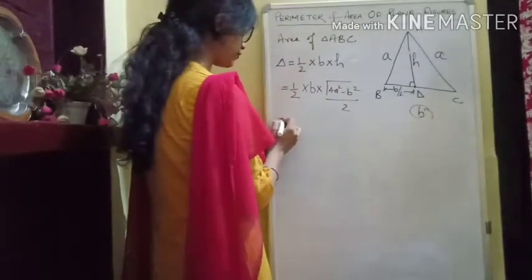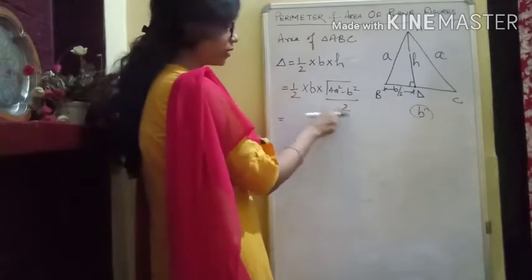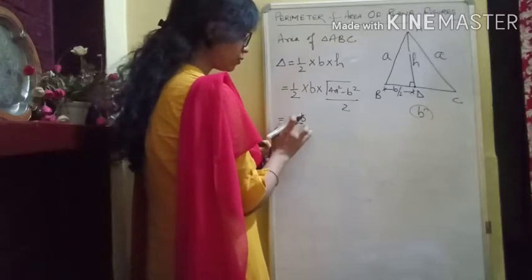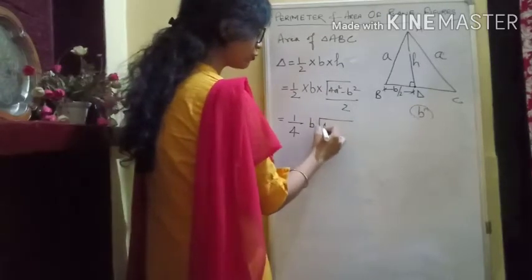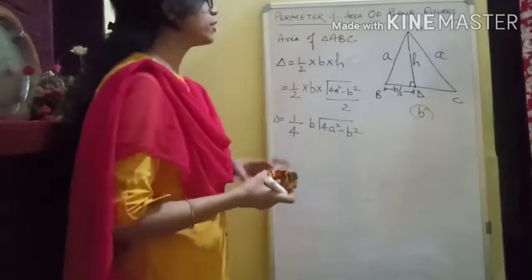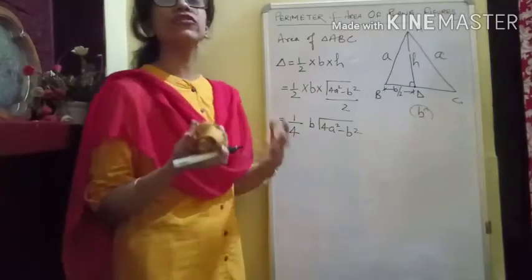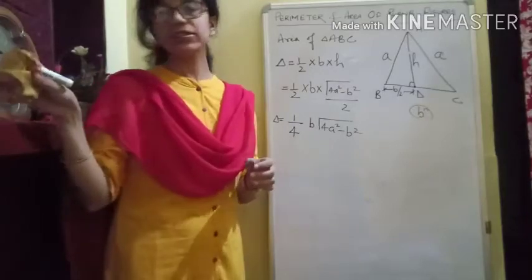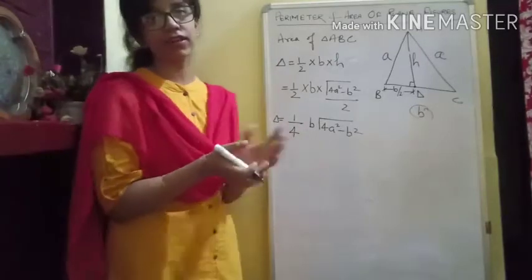Now if we simplify further, this is 1 by 2, or you simply see 2 into 2 is in the denominator, so we can write it as 4. Then we have this b, or you can simply write it as 1 by 4 into b, and then this whole thing, which is square root of 4a square minus b square, and this simply will be the area of an isosceles triangle. Isosceles means whose two sides are equal. So this is how, if you remember the formula for isosceles or for equilateral, you can simply apply the formula. Otherwise, depending upon the marks given to the question, you can simplify there as well.